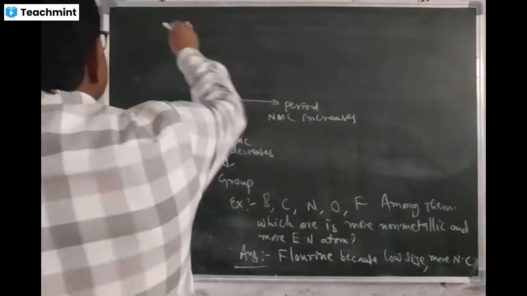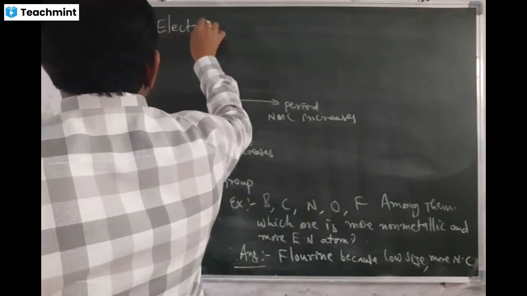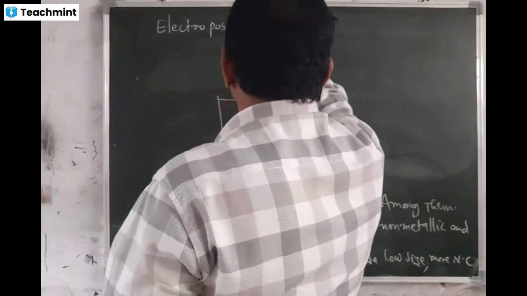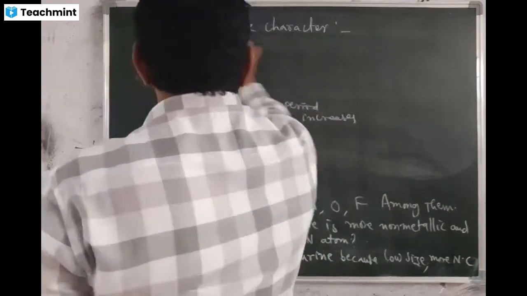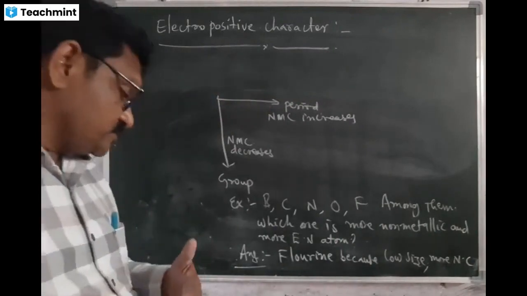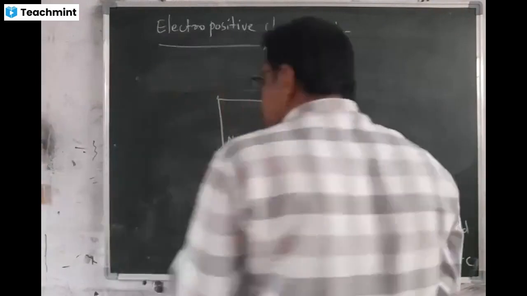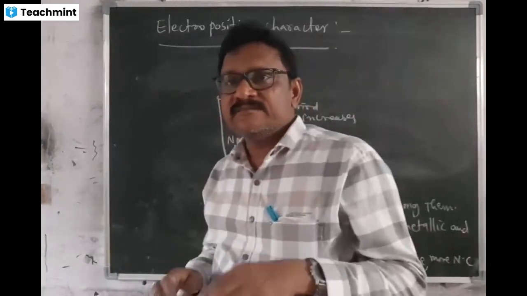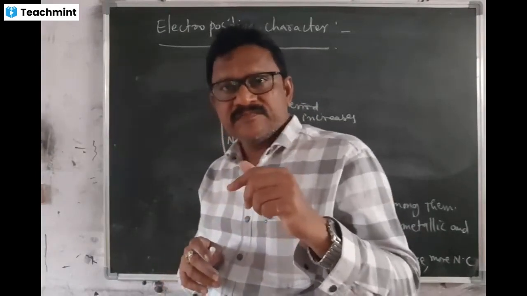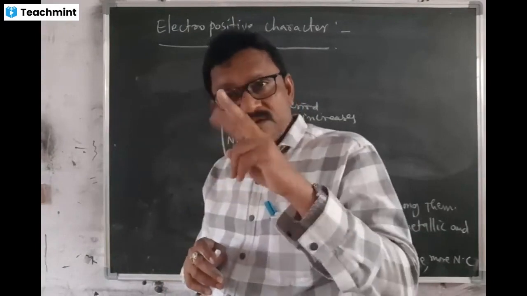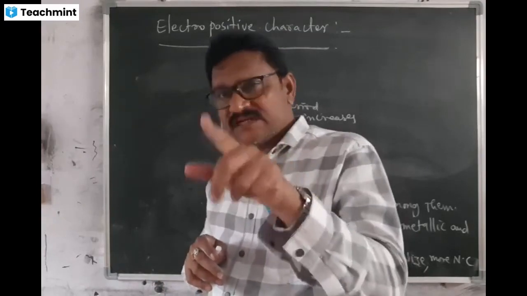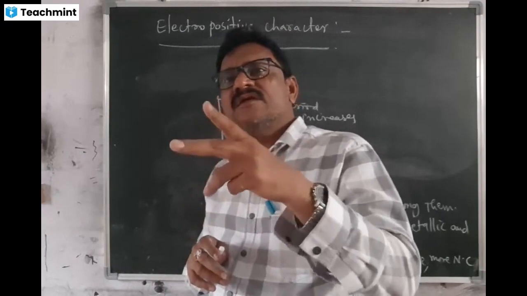The next following property, that is electropositive character. So I want to explain the definition first. What is electropositive character? Here is a very simple thing, like just now we studied electronegativity, no? So now we are going to study electropositivity. Both are reverse with each other. Once you understood electronegativity, it is very easy to understand electropositivity, because both are reverse with each other.